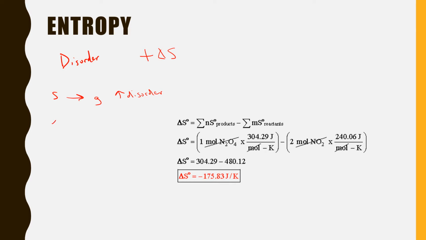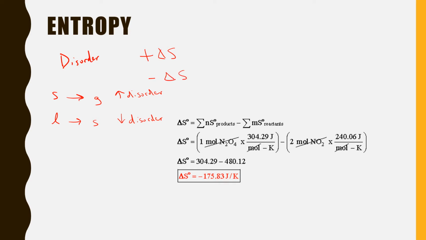If I had, for instance, a liquid moving to a solid, liquids are more disordered. They're moving around less closely than a solid is. Then what we're doing there is we're decreasing the disorder in the reaction. Anytime we decrease the disorder in the reaction, we get a negative delta S.